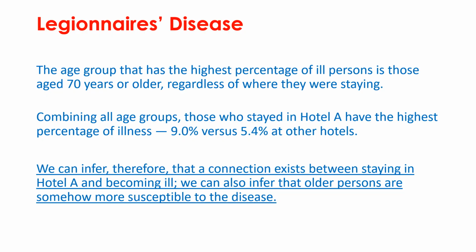So by calculating those rates, we got deeper into analyzing who got the disease and where. From there, we can make inferences. We can infer that there is a connection between staying in Hotel A and becoming ill. And we can also infer that older persons are somehow more susceptible to the disease.